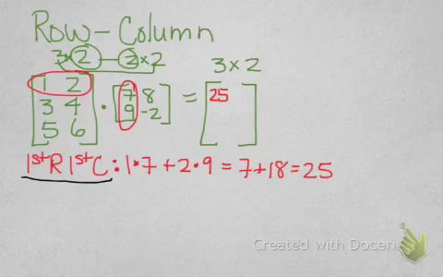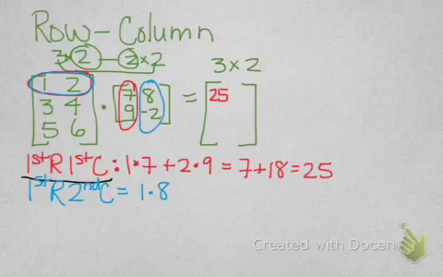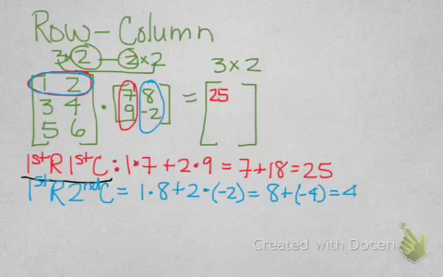That's 25. So let's do another one. First row, second column, I'm going to multiply 1 times 8 and add it to 2 times negative 2. So I get 8 plus negative 4. My answer is 4. And I'm going to put it in the first row, second column of my answer matrix. Okay, the order in which you multiply doesn't matter. You can do it in any order. A lot of times it's just helpful to go in a systematic way.